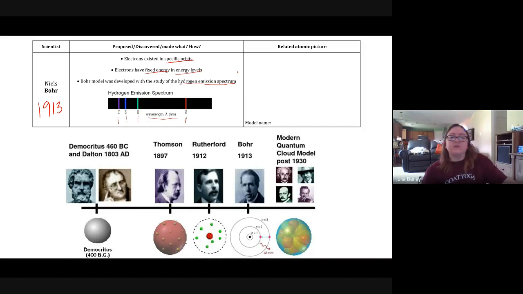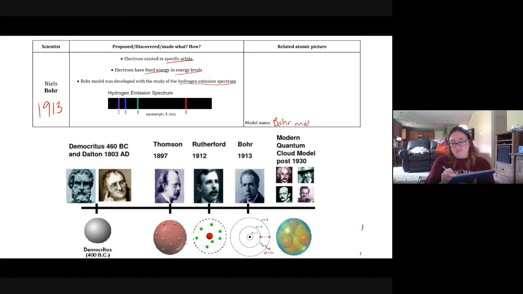This is actually all stuff we'll talk about in the back half of Unit 4. I wouldn't worry too much about this right now, but it's a thing. This is what the hydrogen emission spectrum looks like. And by studying that and doing a bunch of insane math, he was able to come up with his theory and his model. So we've got the Bohr model, which is also called the planetary model.